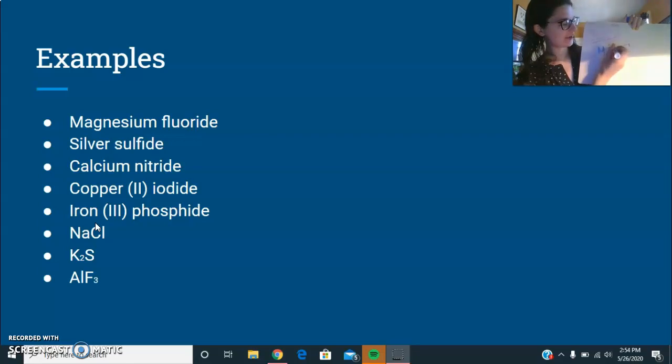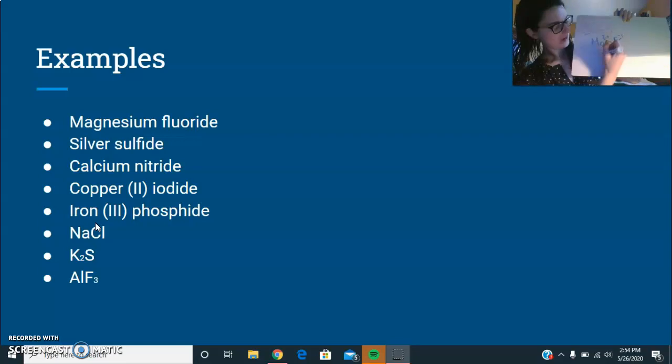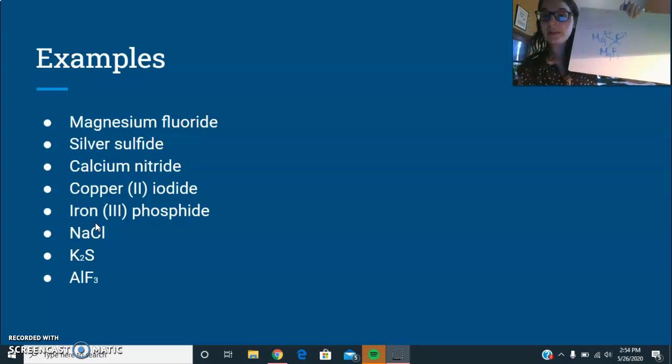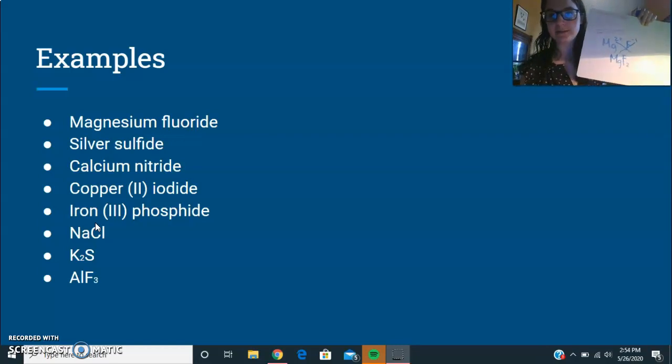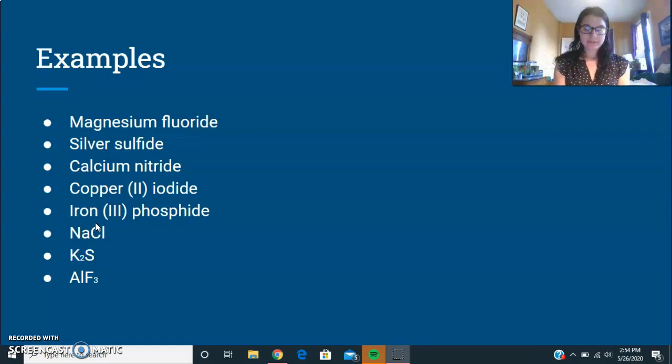So if we take the charges here and crisscross them, basically make an X there, we have a 1 that comes down next to magnesium, which we never have to show, and we have a 2 next to fluorine. So we have MgF2. That would be the chemical formula for magnesium fluoride. For silver sulfide, silver, again, is usually +1. Sulfide is in group 16, so it has a -2 charge. So to balance those charges, we should have Ag2S.